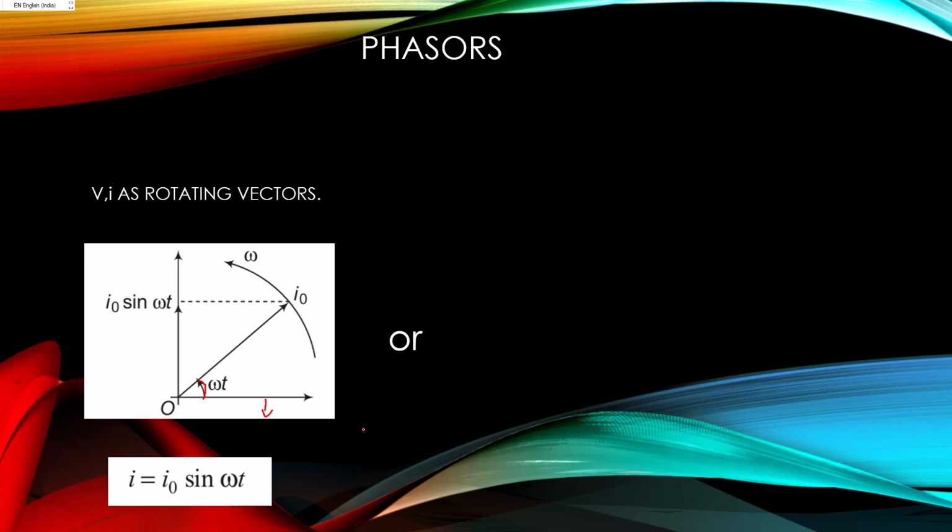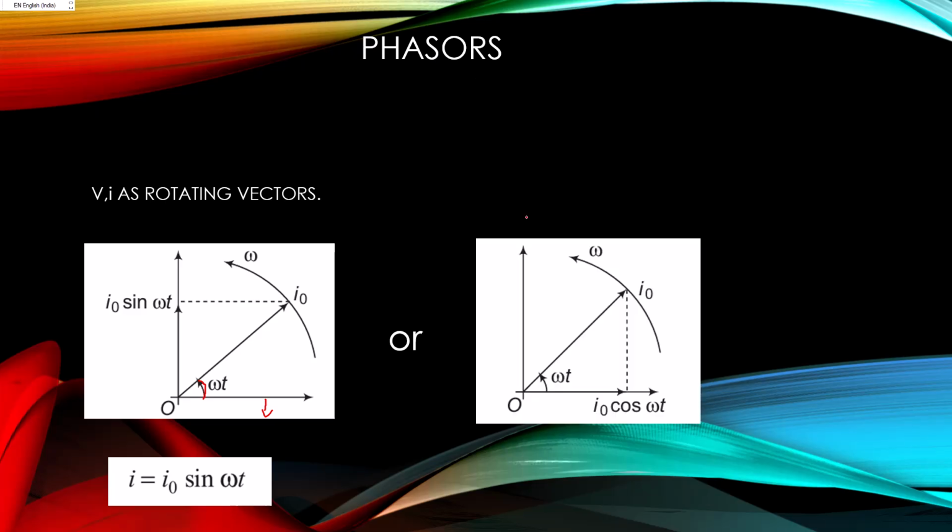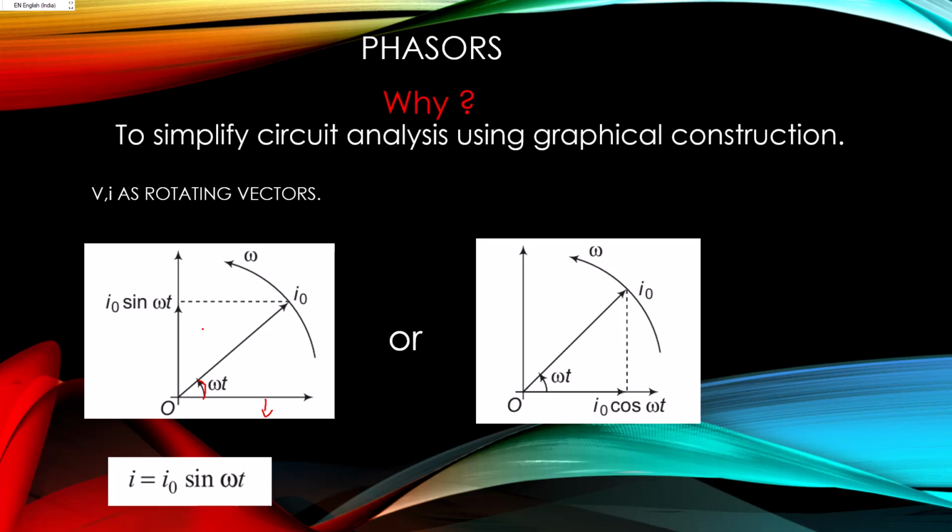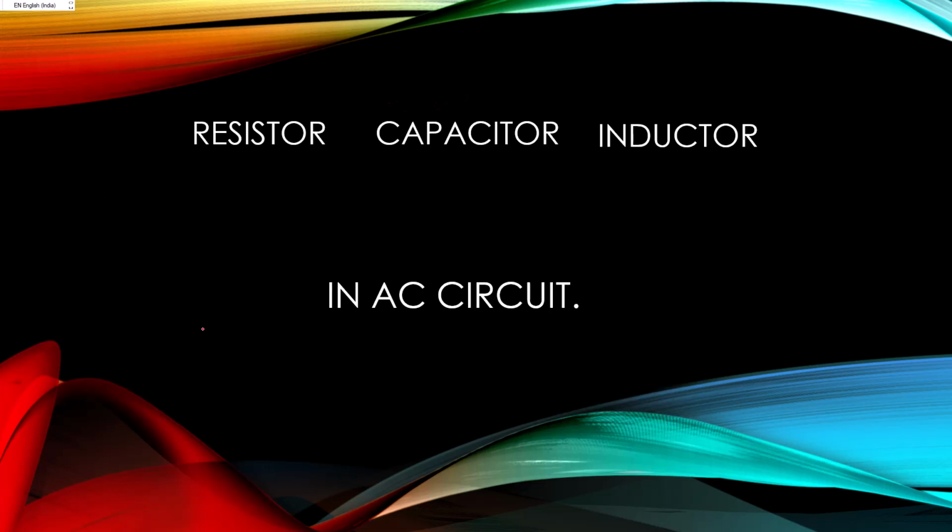The phasor may be represented like this also, where this component is the cos component, I0 cos omega t, and this component is I0 sin omega t. We can choose any one of them. So why do we study phasors? To simplify circuit analysis using graphical construction, so it will be more clear in later sections. So let us study first.